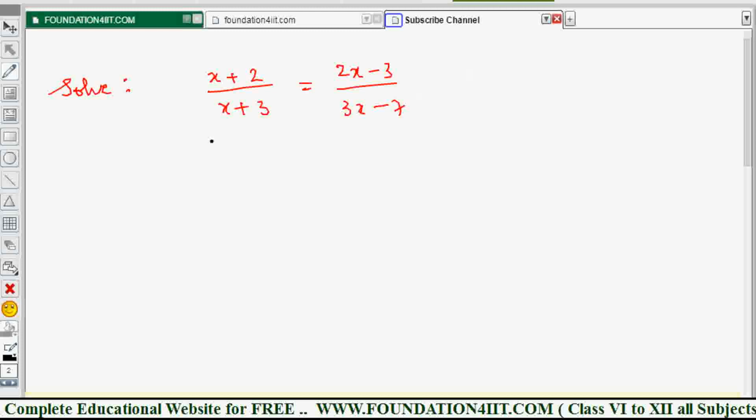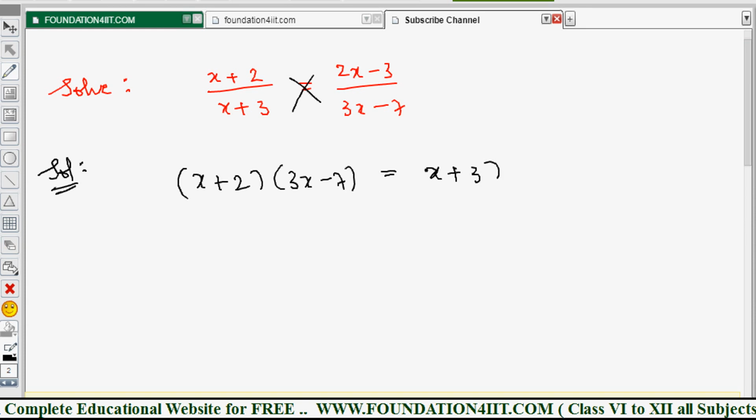According to the quadratic equation, we need to convert into general form first. So before solving this, we need to use the cross multiplication method. If you do cross multiplication, that is x plus 2 into, these both, first fraction numerator, second fraction denominator. That is 3x minus 7 is equal to as it is, and these both, that is x plus 3 into 2x minus 3. Left side and right side, normal multiplication you do.